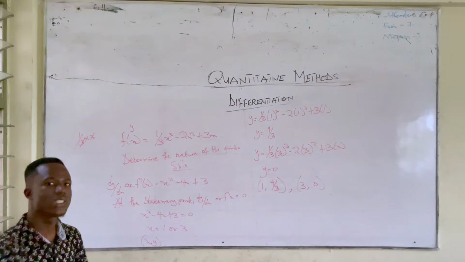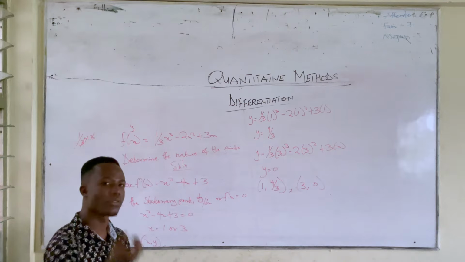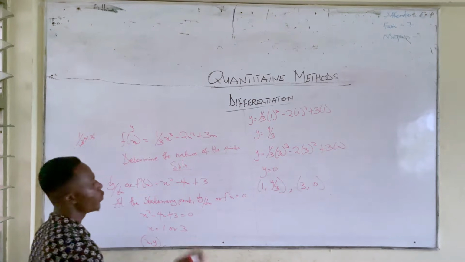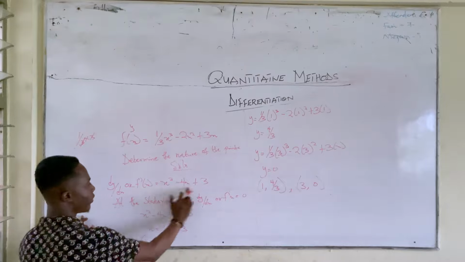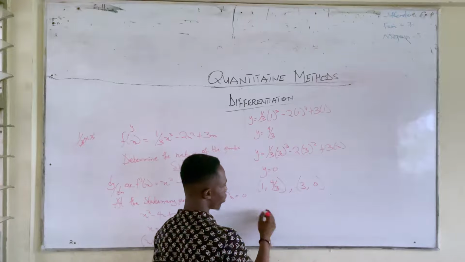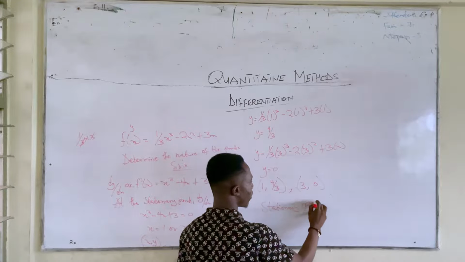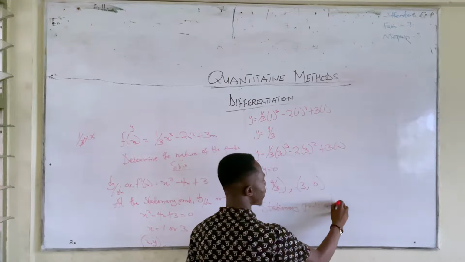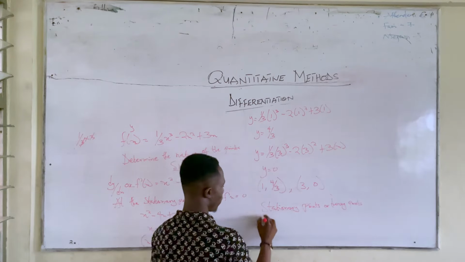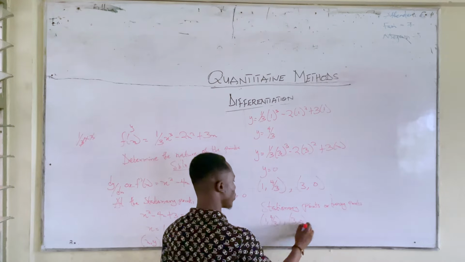And now they said we should determine the nature of these points. Now if you want to determine the nature of these points, it means you have to find the second differential. Okay, so for the second differential, we have to differentiate the first differential in order to determine the point. So we say stationary points or turning points. They are 1, 4 on 3, then 3, 0. So you are done with the first part.